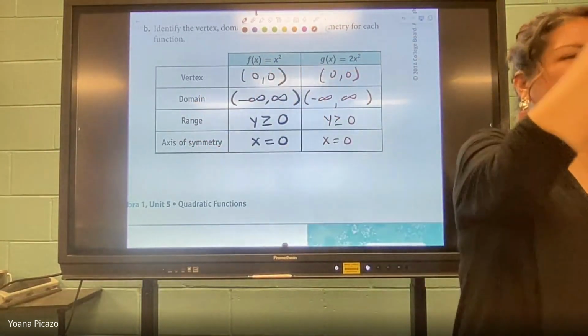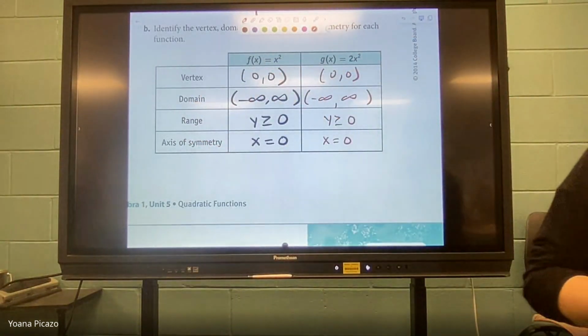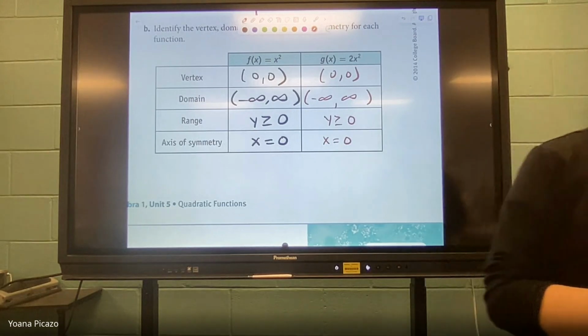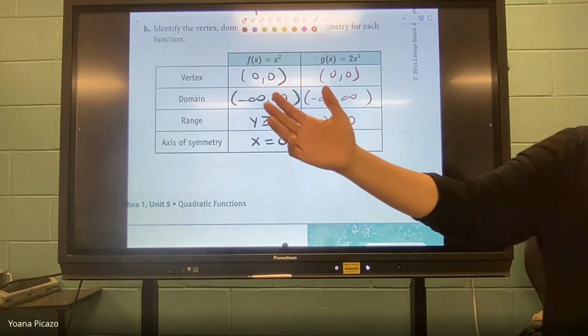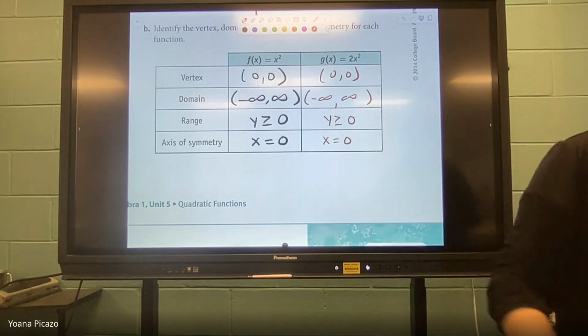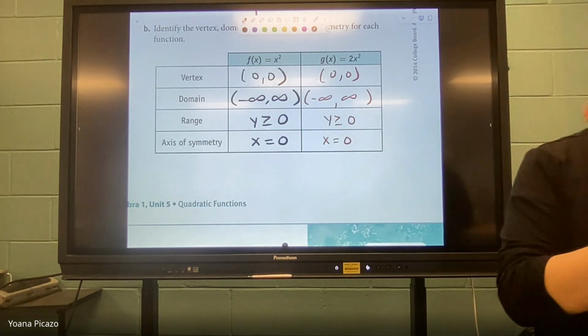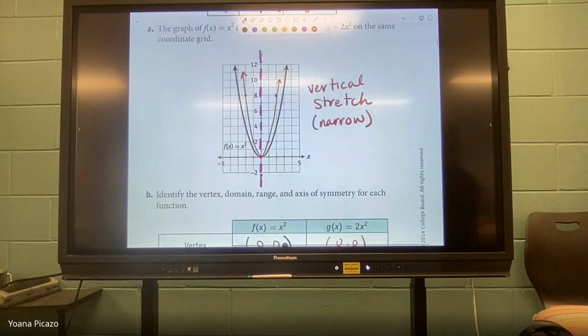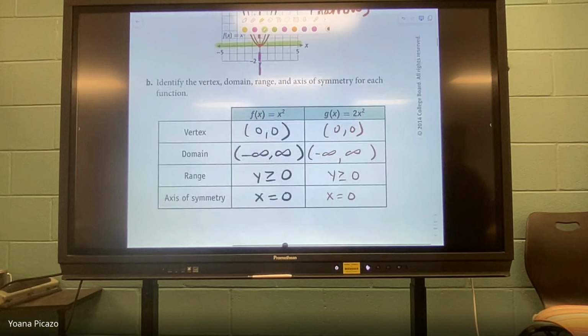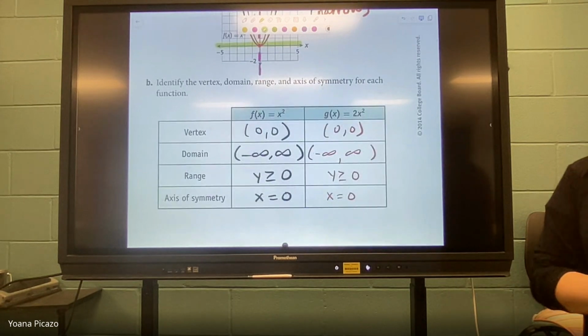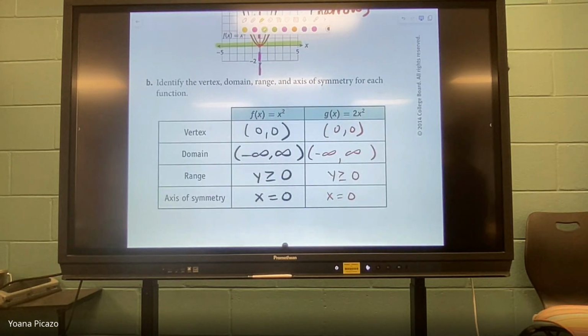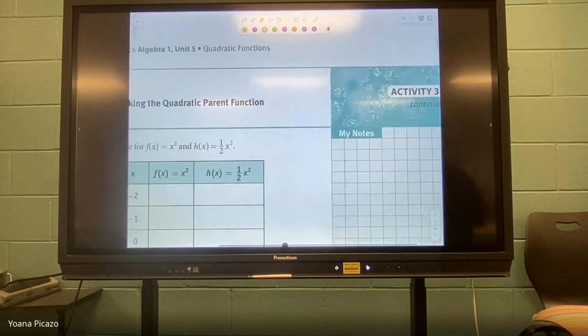So does stretching a graph affect your vertex? It's still in the exact same spot. Does it affect your domain, how far out this graph is spreading? No. Does it affect where it started? The lowest that it goes? No, they both go to that same value of 0, right? If we draw our boundary, it's still at the exact same spot. And then was our axis of symmetry any different? No. So these key identifiable factors are going to stay the same. Those key features don't change for graphs whenever we stretch them.